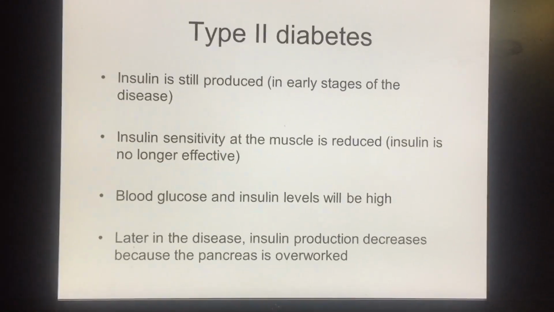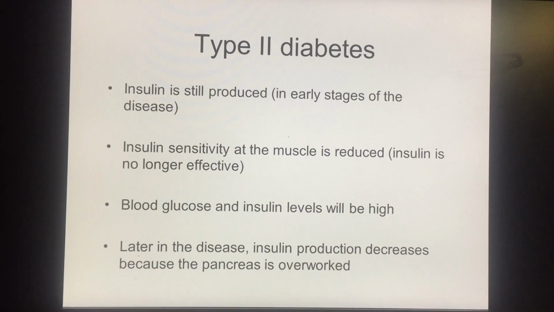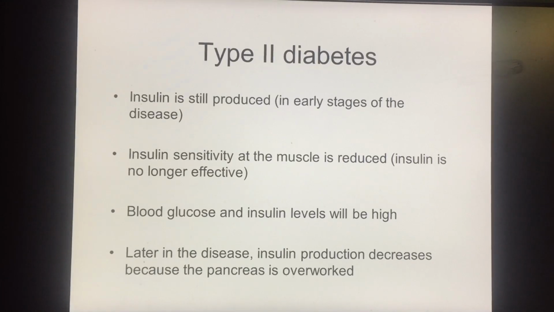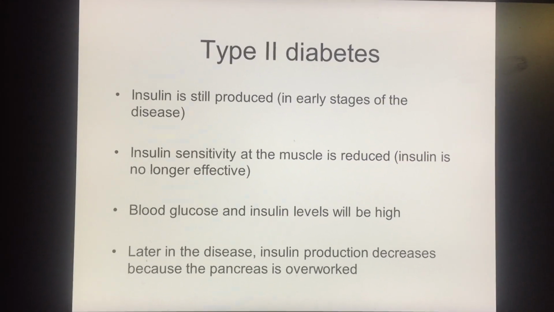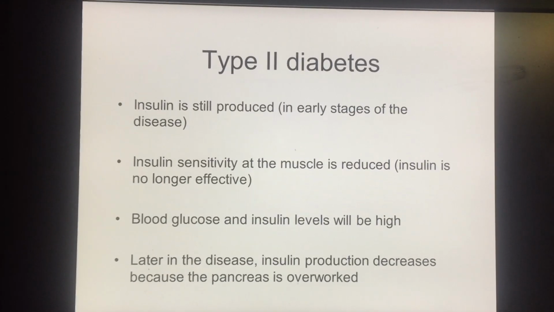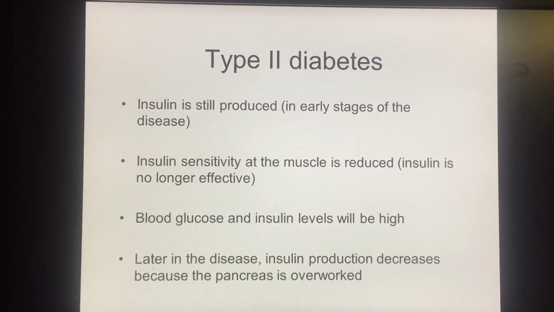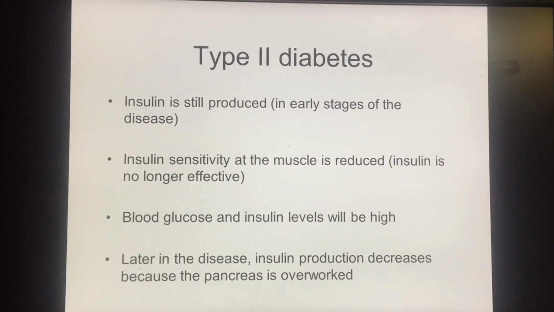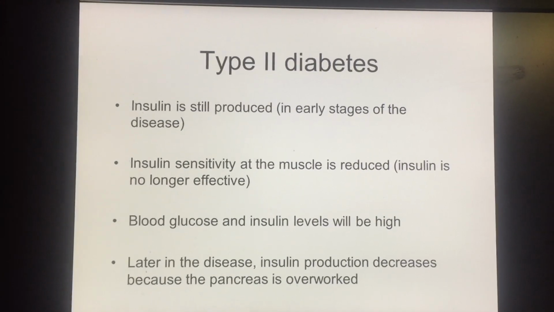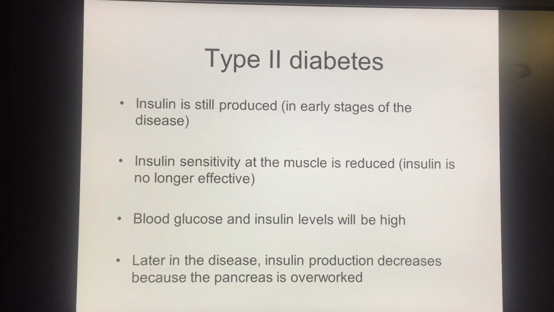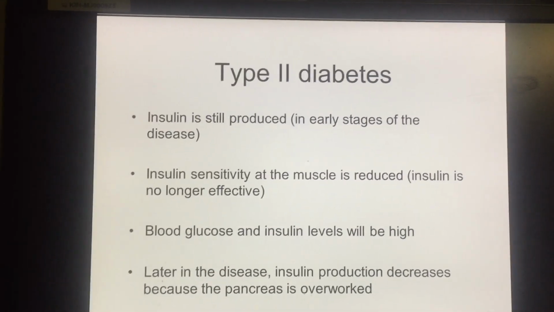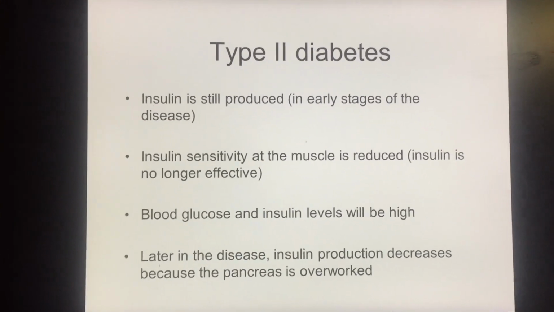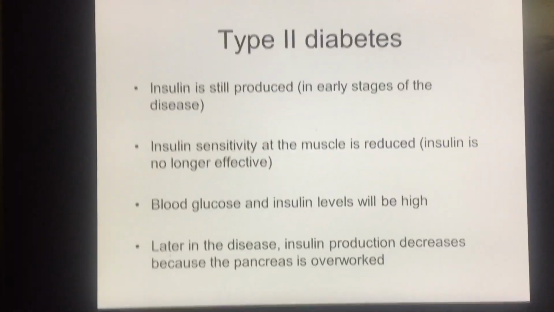And if you have high blood glucose levels, that stimulates a further release of insulin from the pancreas. So insulin is released from the pancreas in response to elevated blood glucose levels. So during type 2 diabetes, initially you will have high blood glucose levels and high insulin levels in the blood. And then later in the disease, insulin production decreases because the pancreas gets overworked. So later in type 2 diabetes, type 2 diabetics also have to start taking insulin injections because they'll be lacking that hormone produced by the pancreas.